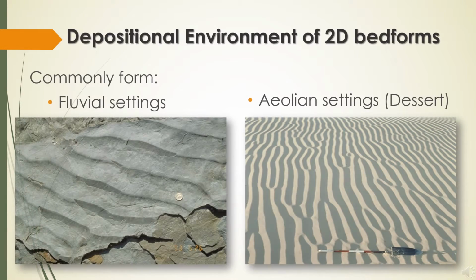Hi everyone, I'm going to talk about the depositional environment of unidirectional 2D bedforms. 2D bedforms are very commonly formed in fluvial depositional environments and aeolian depositional environments, which is mainly desert. Now I'm going to talk about three main pieces of information about the depositional environment we can obtain from 2D bedforms.